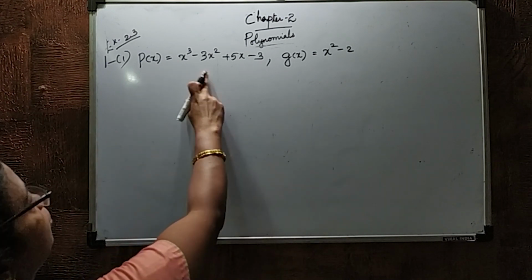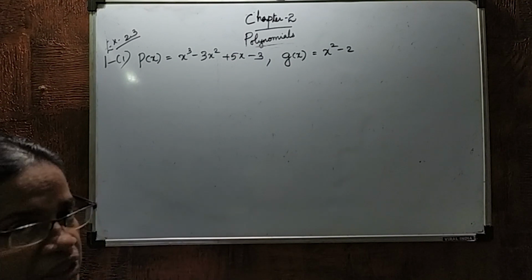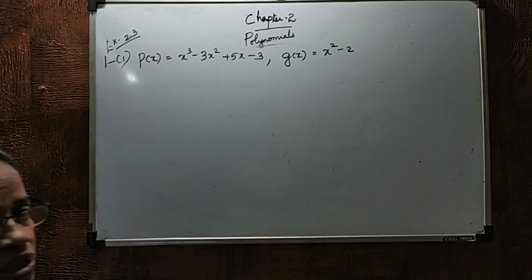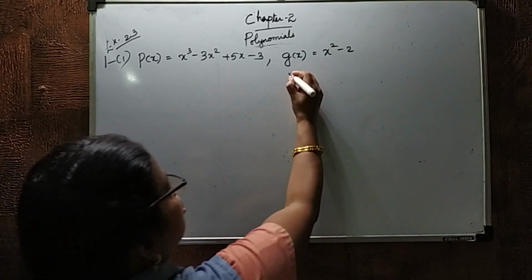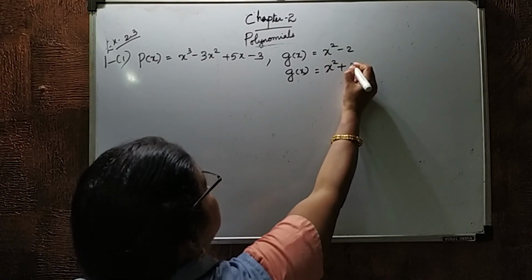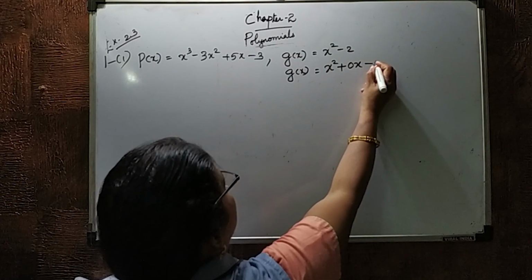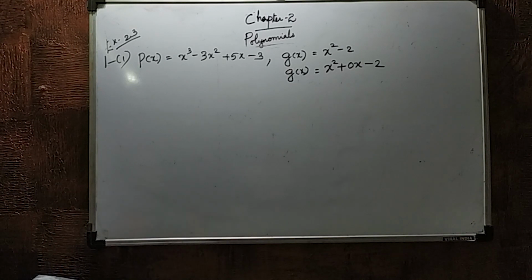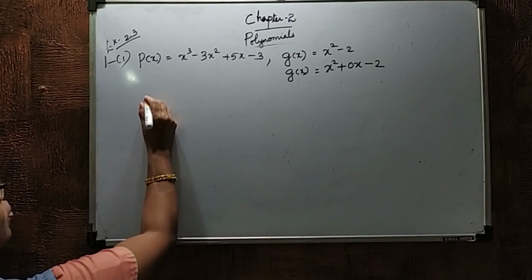So here it is x cube, 3, 2, 1, 0. It's correct in order. In g of x, only 2 is there, 1 is not there, 0 is there. So there we have to correct it. g of x is equal to x square plus 0x minus 2. Now look, 2, 1, 0. Now it is in order. If anything is missing, that is the main point you have to remember: write the coefficient of that x with 0. So first we will just divide now.